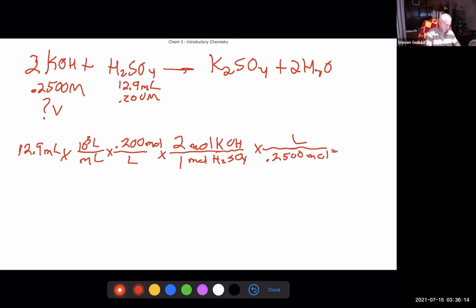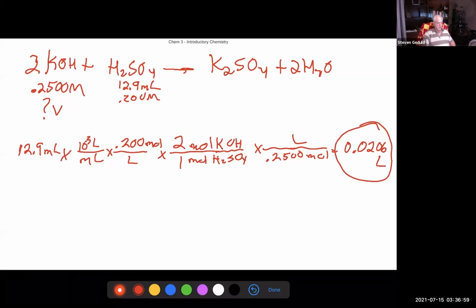Okay, so let's go to 12.9 times 0.2 times 2 divided by 0.25 equals that. And then times 10 to the negative 3. Comes out to 0.0206 liters. The volume you need. That's the volume of potassium hydroxide that you need to completely neutralize the H2SO4. Okay? And the other reactions, just like that one, those are neutralization reactions.